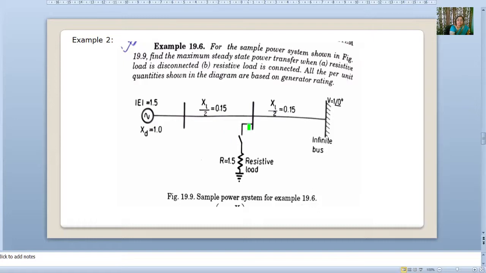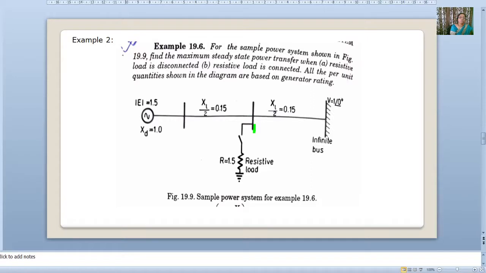In this, resistance is connected in the middle of the transmission line. Resistance is connected, that means a shunt load is connected in the middle of the transmission line. Now here we'll apply that formula which we have highlighted. For the sample power system shown in the figure, find the maximum steady state power transfer when the resistive load is disconnected and when the resistive load is connected. All the per unit quantities shown in the diagram are based on generator rating.